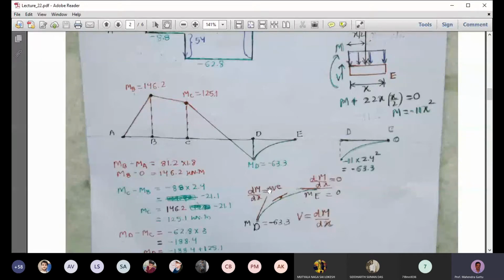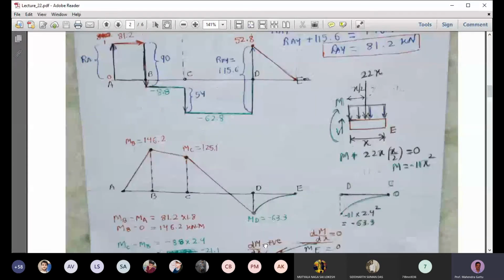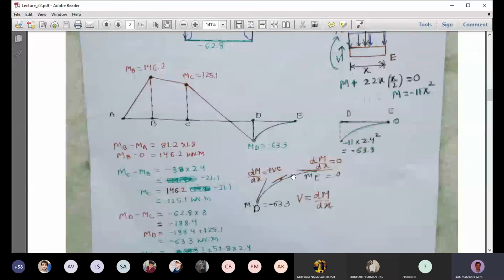It is equal to 52.4 or 52.8, and as you move towards E, the slope is reducing. So our line will be like this. It will be such a way that although it is increasing, although it is moving towards the x-axis, the value of the slope is reducing.